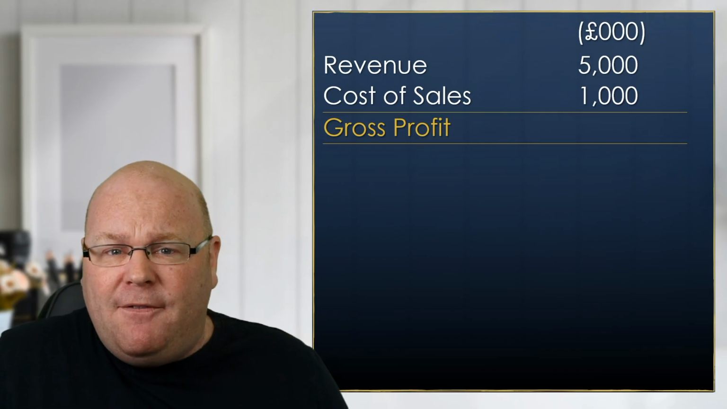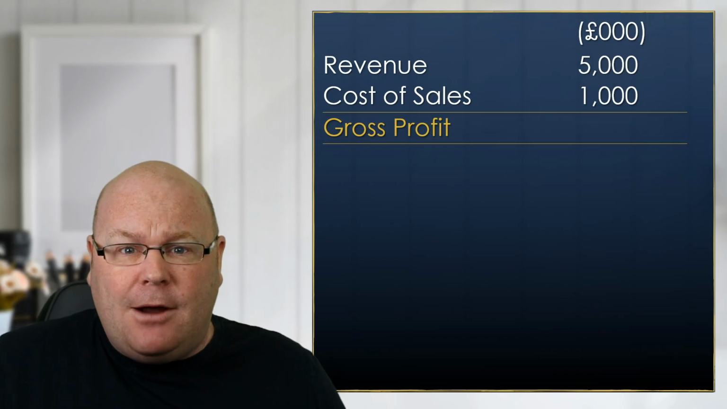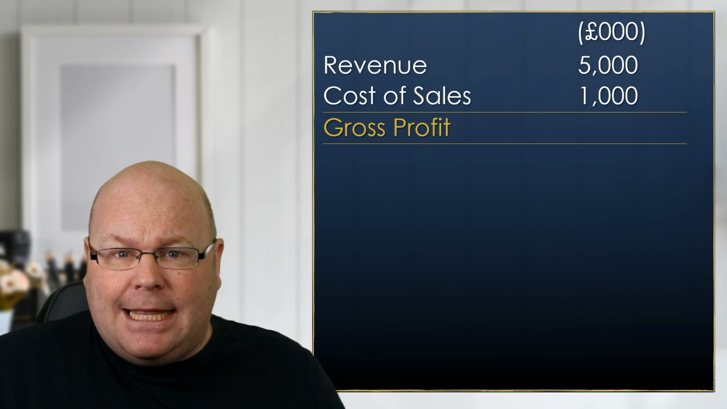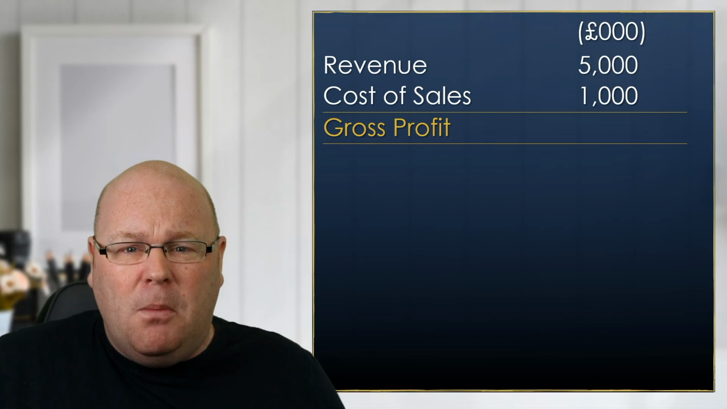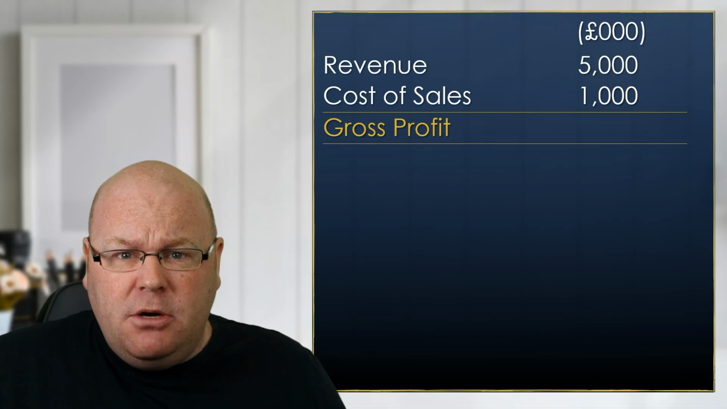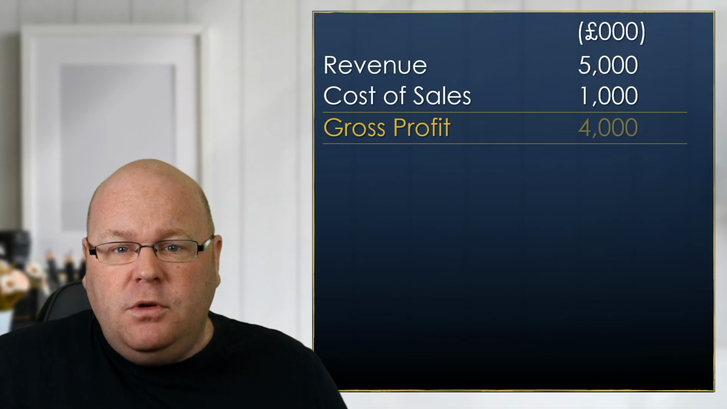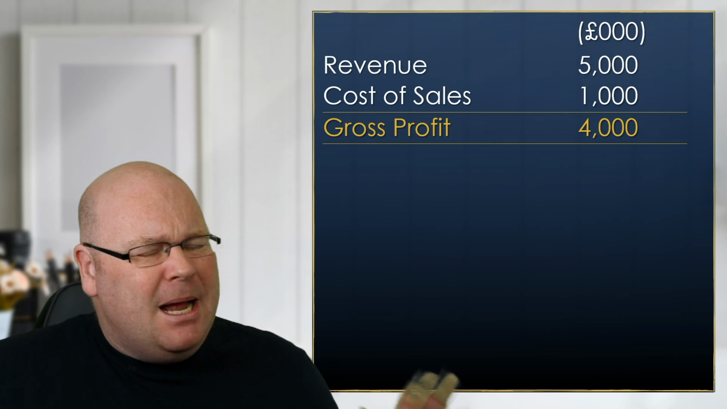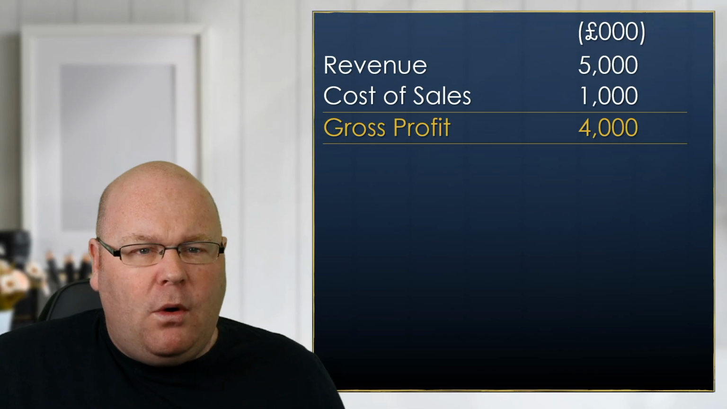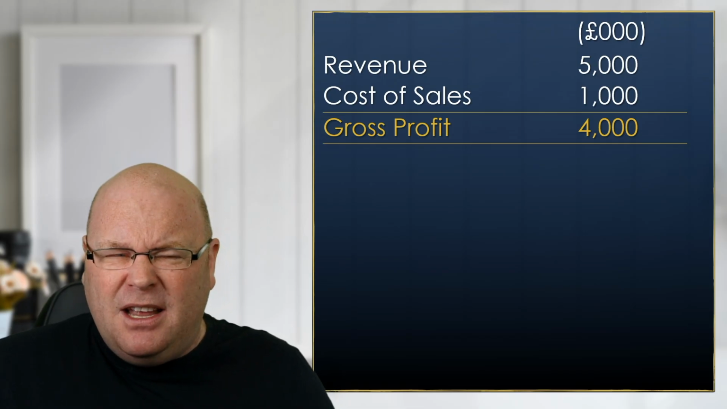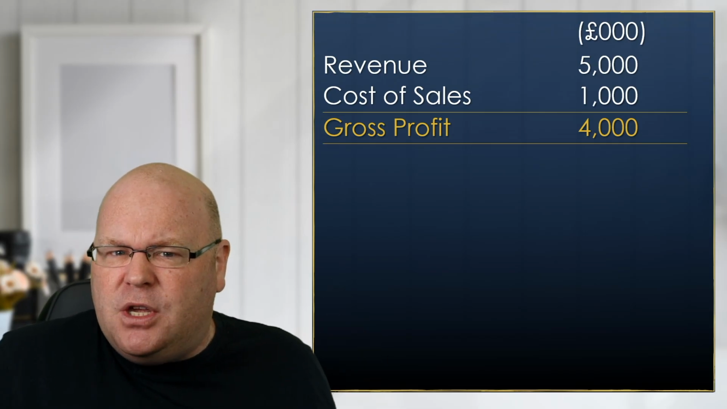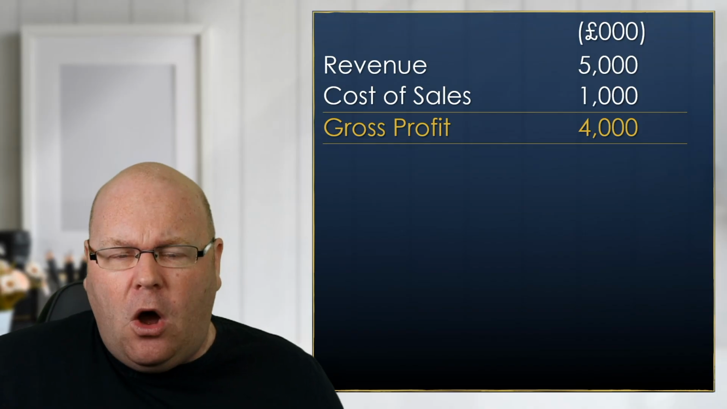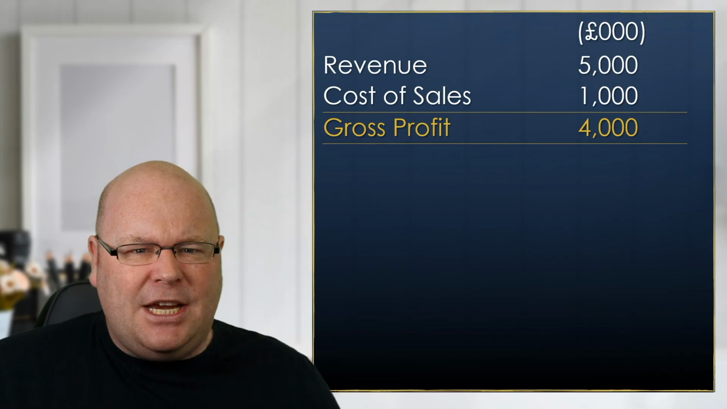In this example, if a business has made £5 million in sales revenue selling their items, but it cost them £1 million to produce those items, then their gross profit is going to come in at £4 million. But businesses don't get to keep all of their gross profit either, because the cost of producing whatever you sell are not going to be the only costs that your organization has.